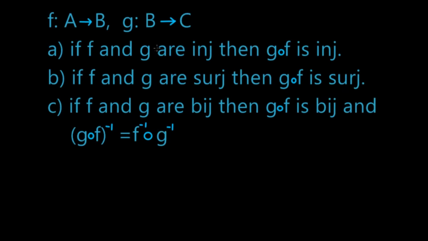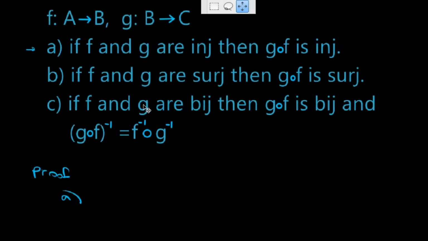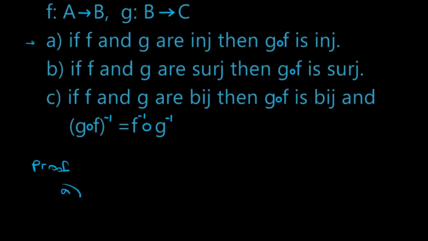So let's start with the first one. Let's start proving A. Let's think first about my domain and my codomain. So g composed with f is a function that will go from the set A onto the set C.